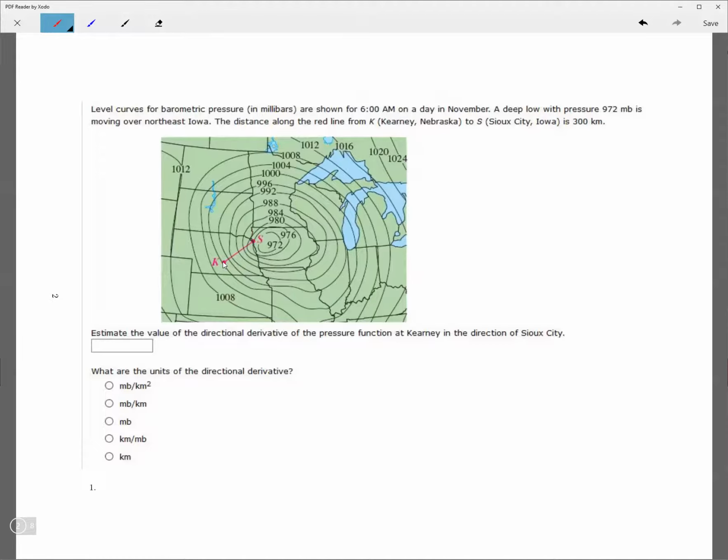Okay, so the directional derivative right here in this direction. That's what you're estimating, that vector there. So let's see, Kearney, you're at 1,000, right? So this is 1,000, the barometric pressure in millibars. And what's the pressure here at this one? That's 976, right?